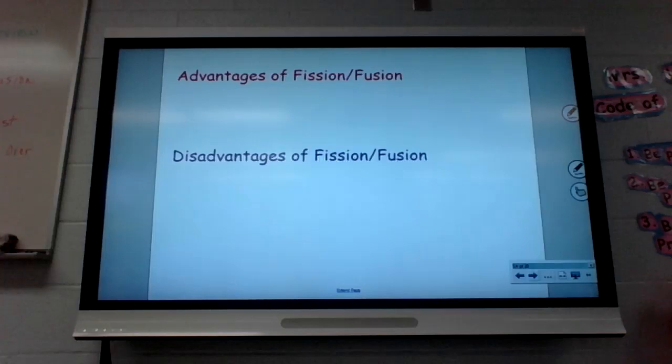So, we talked about fission and fusion last week. Somebody tell me what fusion was. Fusion was to combine into one large nucleus. What was fission? When they defuse into two. Split. I like that. They split. It's a large nucleus split into two smaller nuclei. So, we want to talk about their advantages and disadvantages.